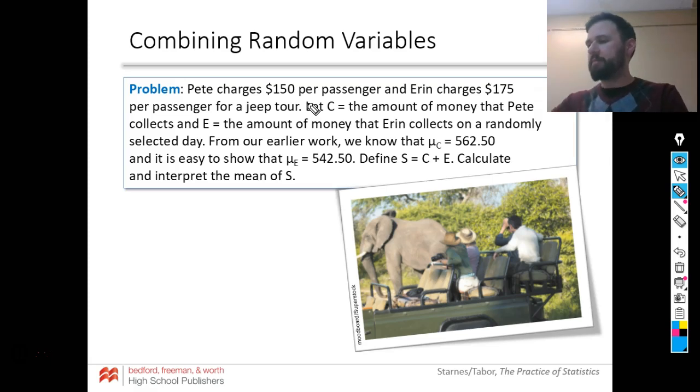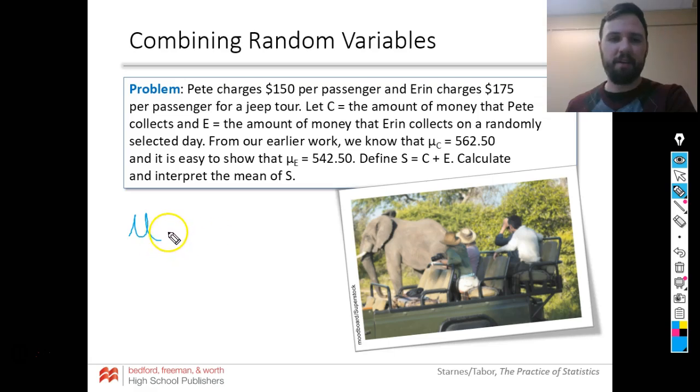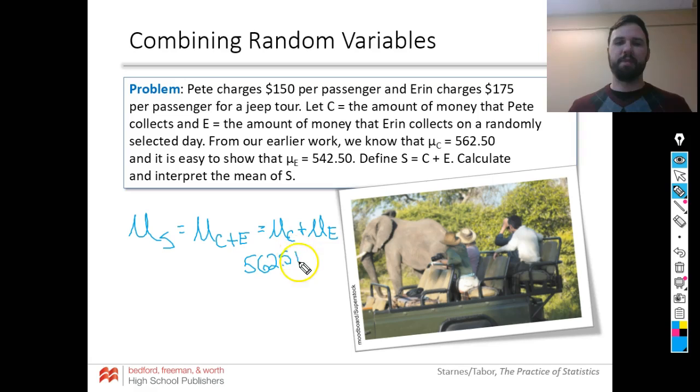Alright. So let's find, what's going to be my mean of S? Well, it's going to be my mean of C plus E, which is my mean of C plus the mean of E. We just add together the means. Well, Pete's mean was 562.5. Erin's mean was 542.5. We add them up.